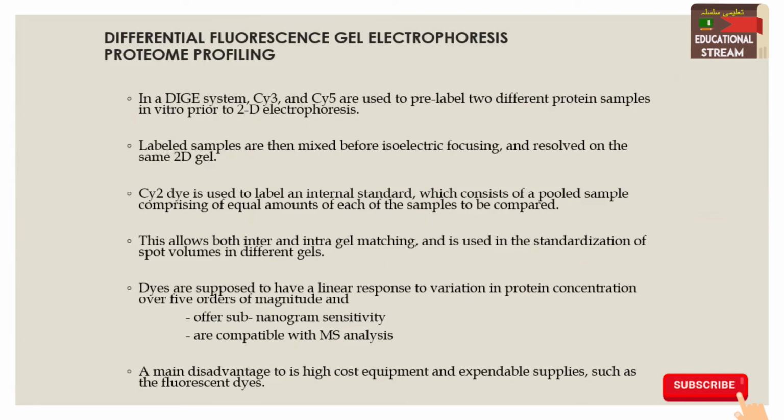So how do we perform the differential fluorescence gel electrophoresis? We use the Cy3 and Cy5 to pre-label the 2 different protein samples in vitro prior to 2D electrophoresis. Actually we have to perform the 2D electrophoresis, but before that we label the protein samples. After labeling we mix the protein samples and then run them on the 1D, which is the isoelectric focusing, IEF. And then it will be run on PAGE. It is known as 2D gel electrophoresis. We run it again on PAGE, so we get the result of the 2D gel.